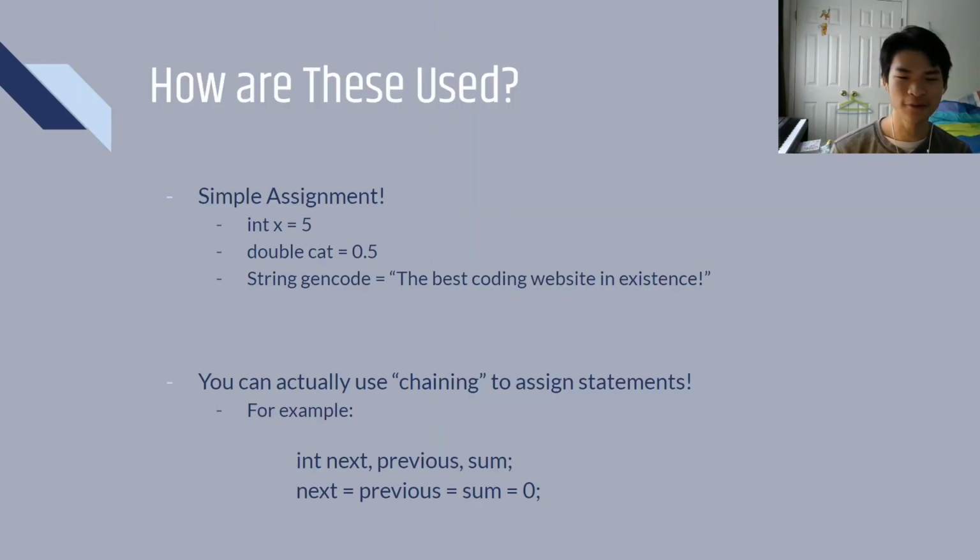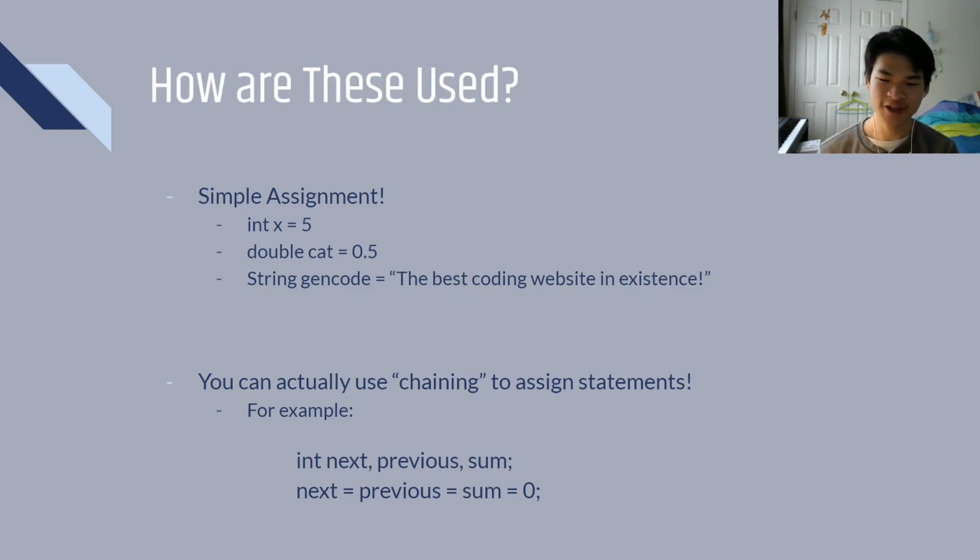This operator is used for simple assignment. I'm pretty sure you've seen some examples in the last video, which was hosted by Dev. We can see integer x is equal to 5, or double cat is equal to 0.5. So we're basically initializing variables using the assignment operator.